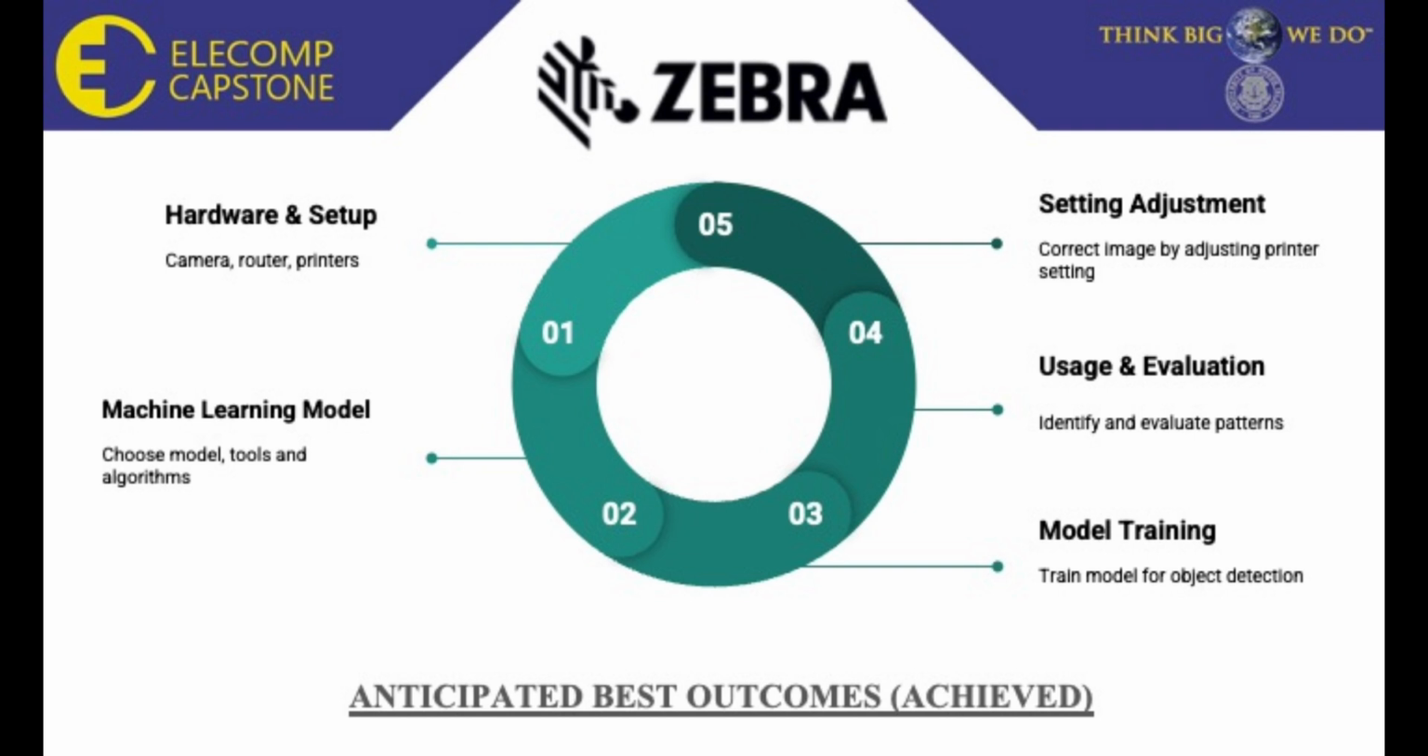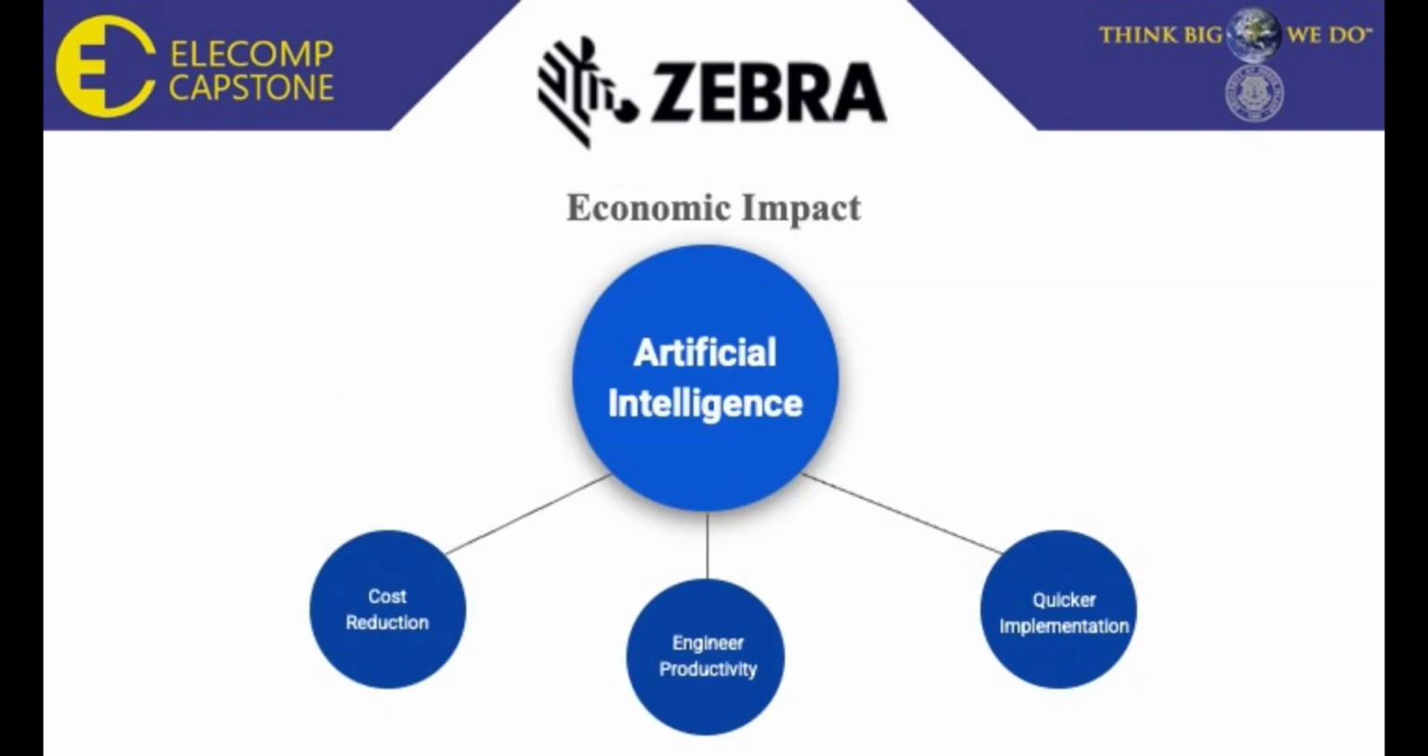To begin, we have our hardware and setup, which involved a camera, a router, and printers. We had to get it all set up and working in tandem. Next, we had to choose our machine learning algorithm, our model, and tools. After that, we had to prepare an extensive data set and train the model for object detection with YOLO v5. After that, we had to deploy the model and our algorithm and use it. When it was used, it identified patterns and evaluated them, which influenced its decision to adjust the printer's settings and correct it.